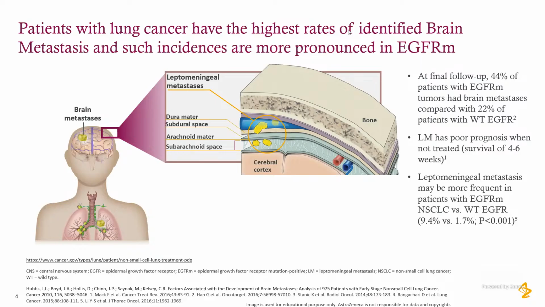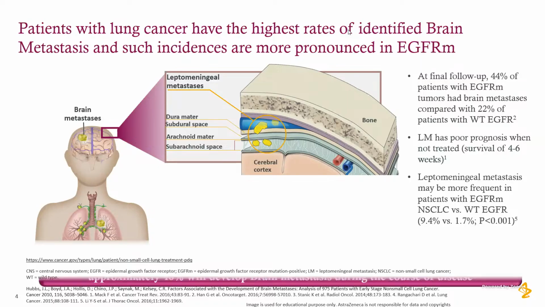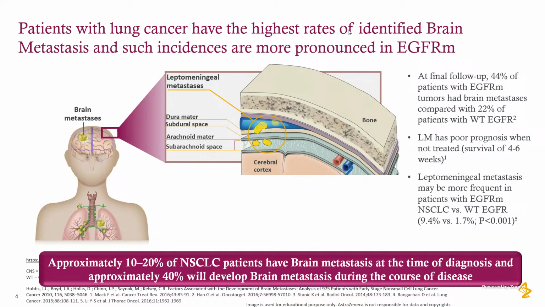Some patients have symptomatic brain metastasis, and some have asymptomatic brain metastasis. At the time of presentation, whether symptomatic or asymptomatic, 10 to 20% of patients with EGFR mutation have a brain metastasis. And during the course of treatment, approximately 40 to 44% of EGFR mutated patients will have brain metastasis, in comparison to only half of that, 20%, who will develop brain metastasis in wild-type EGFR patients.